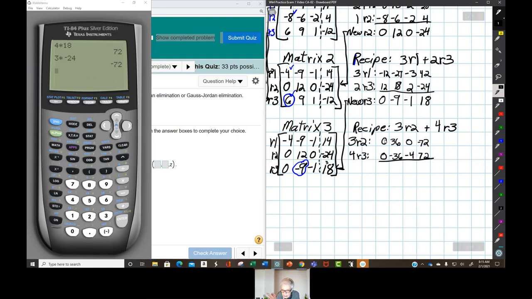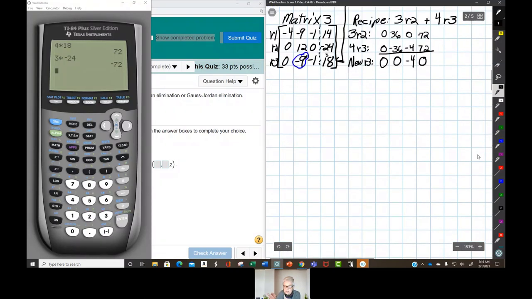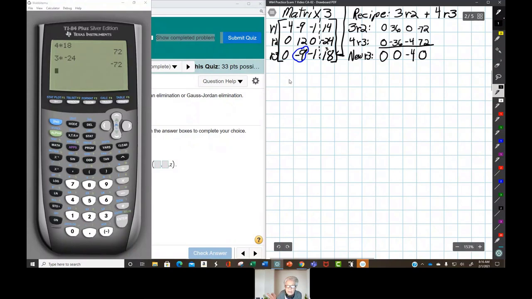All right. Whatever. 0 plus 0 is 0. 36 minus 36 is 0. 0 plus negative 4 is negative 4. And negative 72 plus 72 is 0. And this is my new row 3. So now I have matrix number 4, my last matrix, when I'm using Gaussian elimination.